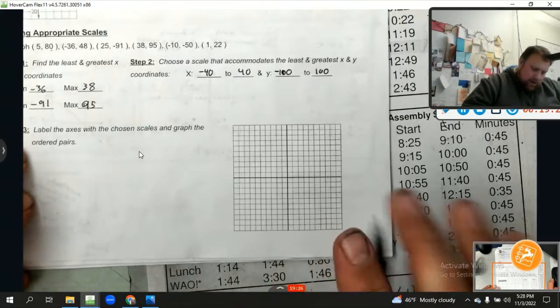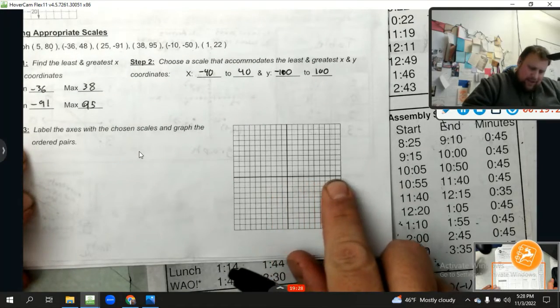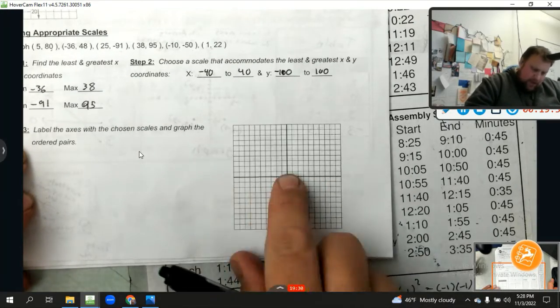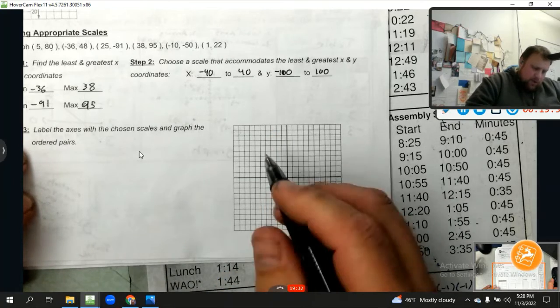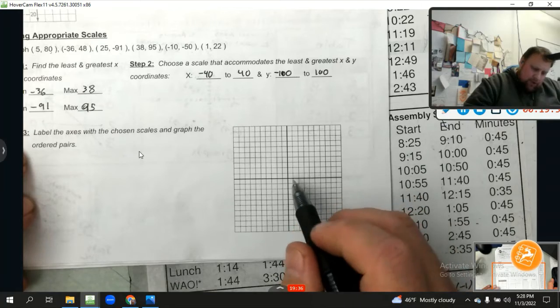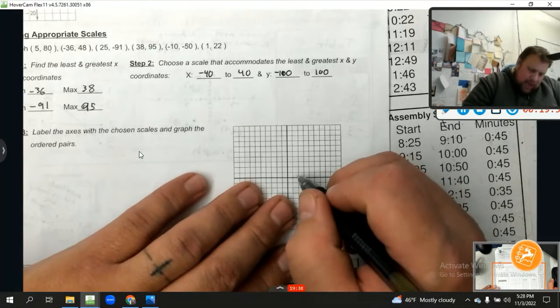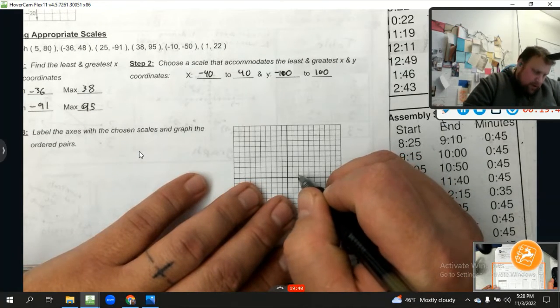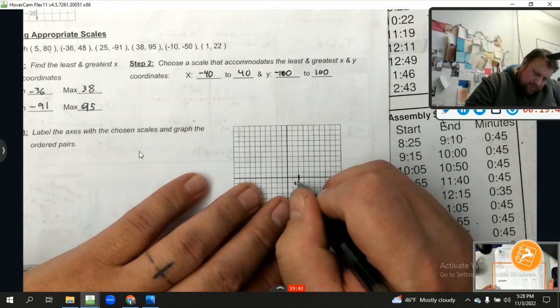And let's look over here. There are 10 tick marks on each side going up and down. So in the x direction, if I want to go from negative 40 to positive 40, I have 10 tick marks each way. You know what I'm going to do? I'm going to make every 2 tick marks worth 10.